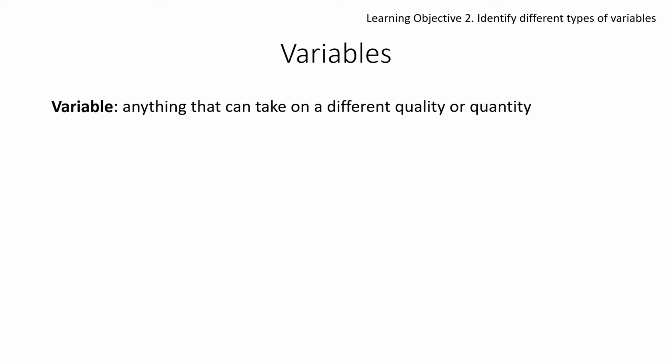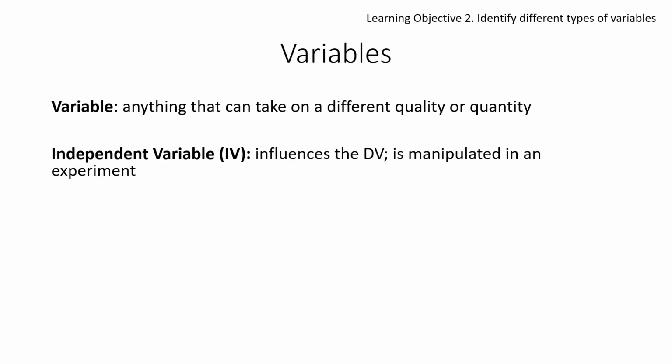The color of shirts people wear, having depression, pain, the type of car you drive, whether it's a full moon or not a full moon. So anything that can take on a different quality or quantity is a variable. Those are all different types of variables you can have. Now when we're talking about statistics, we break them down into 2 different types of variables, being an independent and a dependent variable.